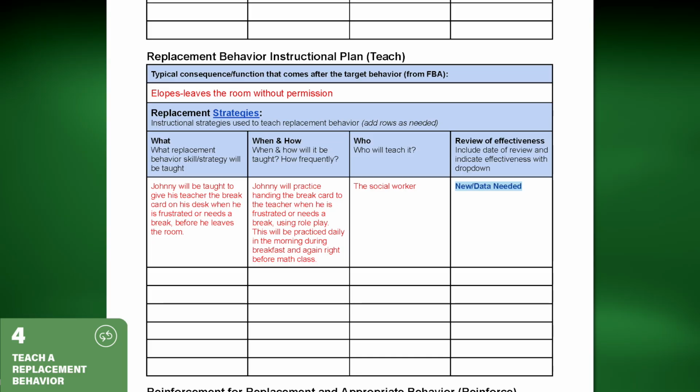And who will teach it? An example of this might be the social worker, or it could be a parapro or any other staff on the team that has just 5 minutes to practice role playing with him. I think it's important to practice a new skill daily and sometimes even multiple times a day if possible, or right before the behavior might occur. So if the behavior is most likely to occur during math class, then let's remind him how to use that break card and practice it right before math class. We want to set that student up for success so that they don't engage in the target behavior and instead they're engaging in the replacement behavior, or the more socially appropriate behavior that we want to see.